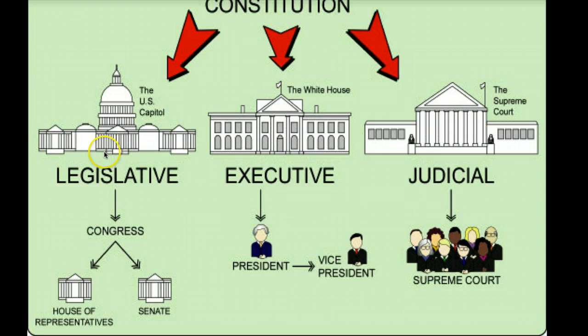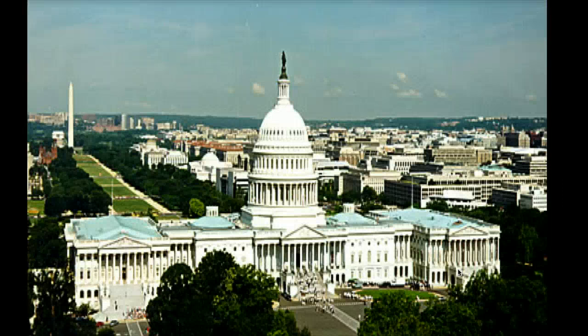The legislative branch has the Congress, and it is bicameral with the two houses, the one with proportional representation and the Senate with equal representation. The executive branch would be the president and the vice president and his cabinet and agencies, and the judicial branch would be the 9 Supreme Court justices.